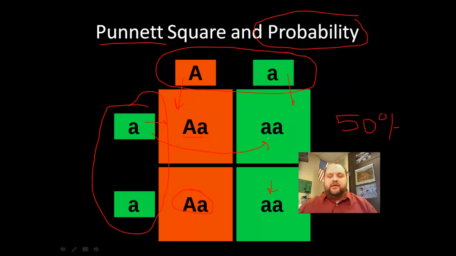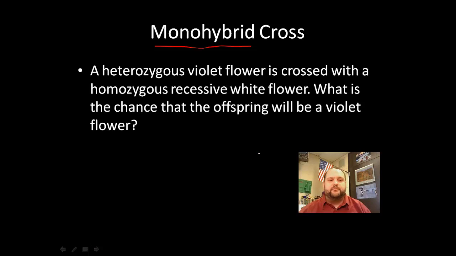Okay? Let's look at one of these simple Punnett squares, and we call these a monohybrid cross. In a monohybrid cross, we are looking at only one trait at a time. So we're going to look at only flower color, or only height of a plant, or only one trait at a time. So here's our problem. It says a heterozygous violet flower is crossed with a homozygous recessive white flower. What is the chance that the offspring will be a violet flower?